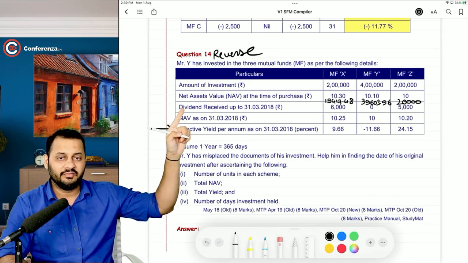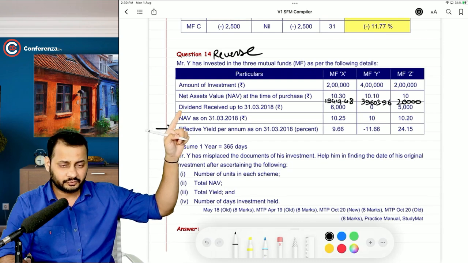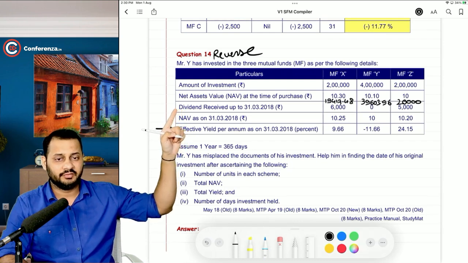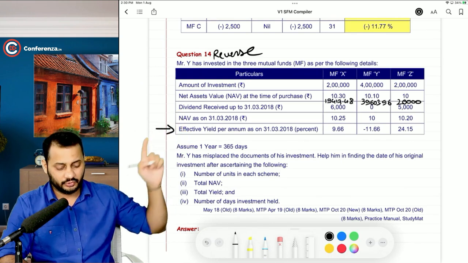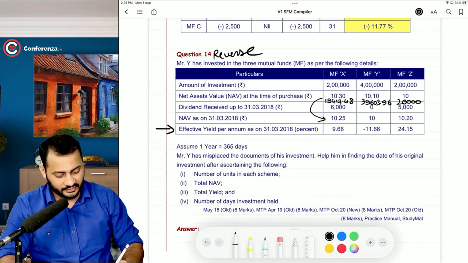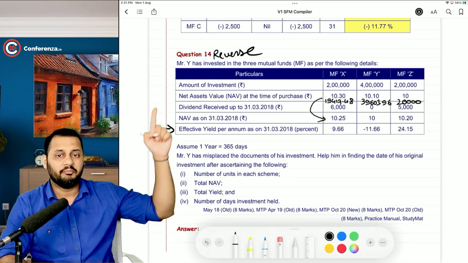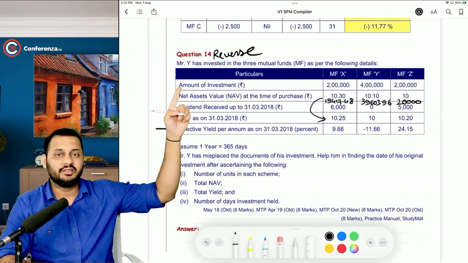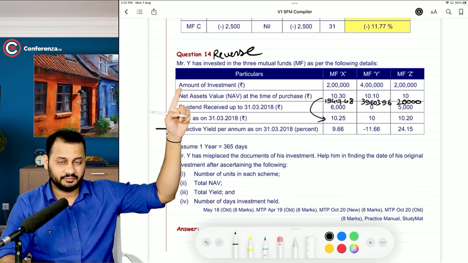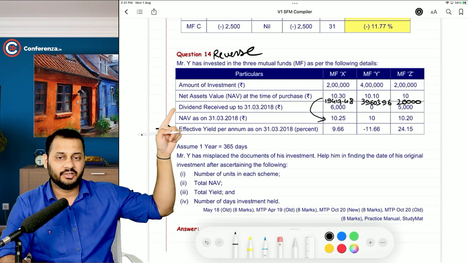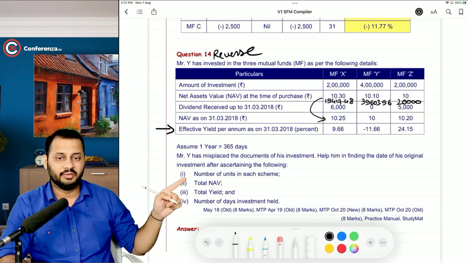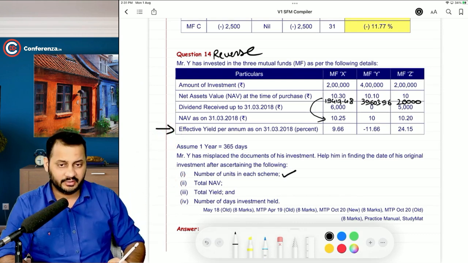Dividend received up to 31st March 2018. Okay, this is the dividend that has been received. And NAV as on 31st March 2018. When you multiply the units with NAV, you will get the closing value. Minus amount of investment, you will get the capital appreciation. That capital appreciation when added to the dividend will give you total yield. So the number of units in each scheme has been calculated by us.